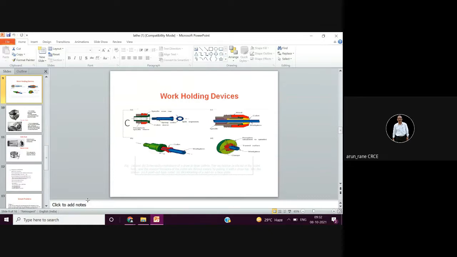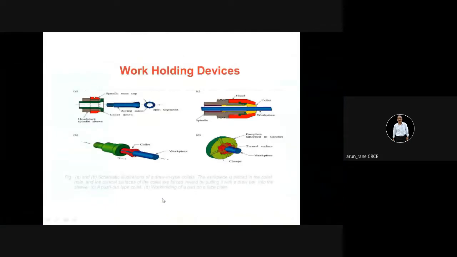Then these are the work holding devices which are used on the lathe machine. So this is a collet and this is a face plate. This is again a collet.